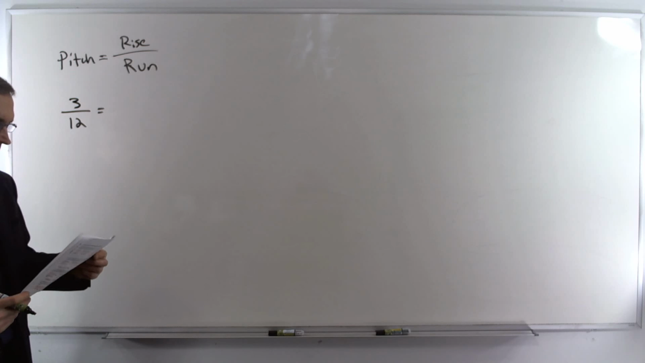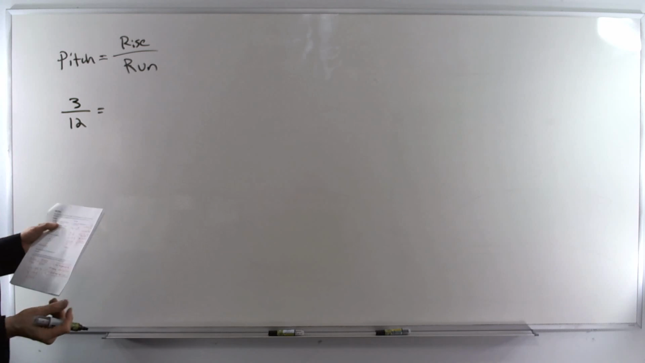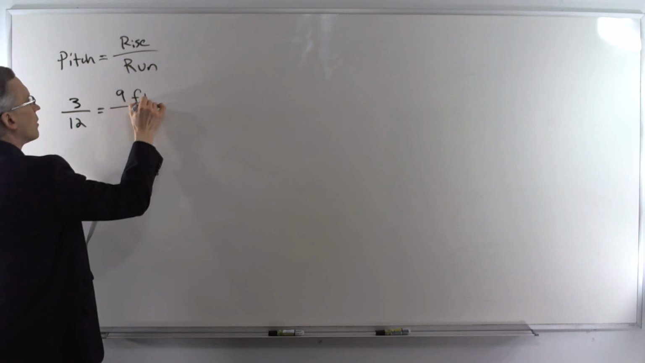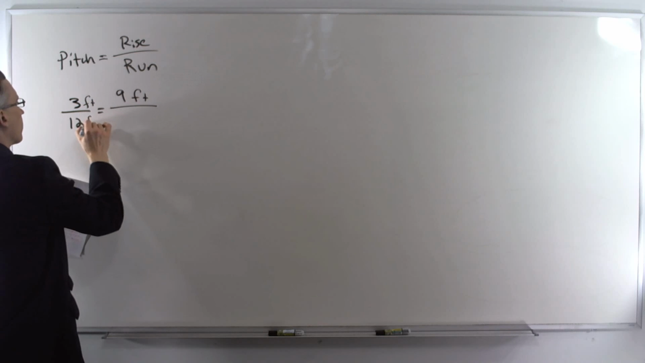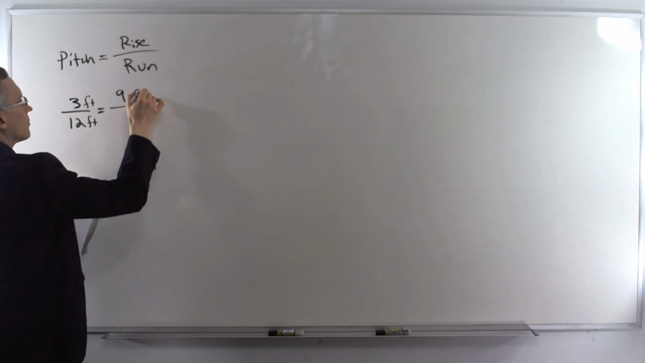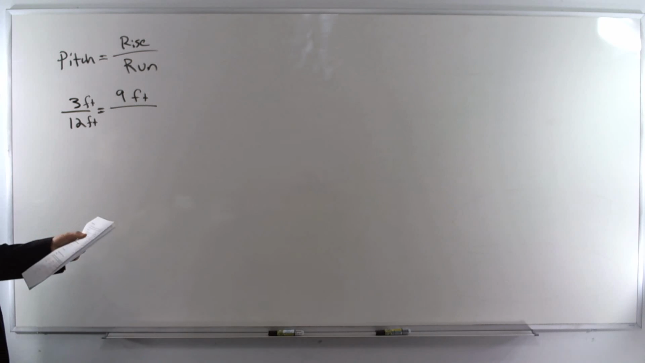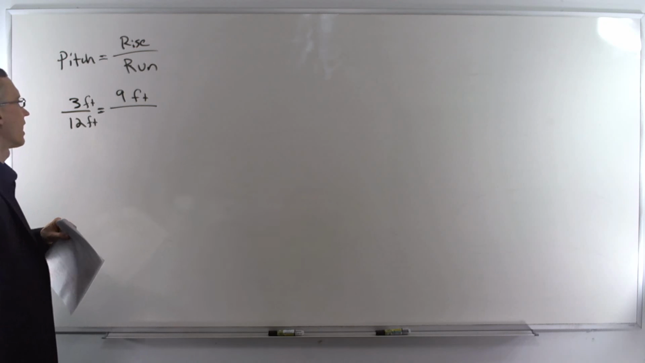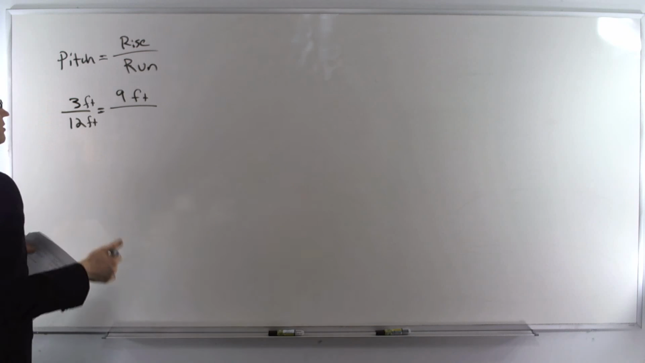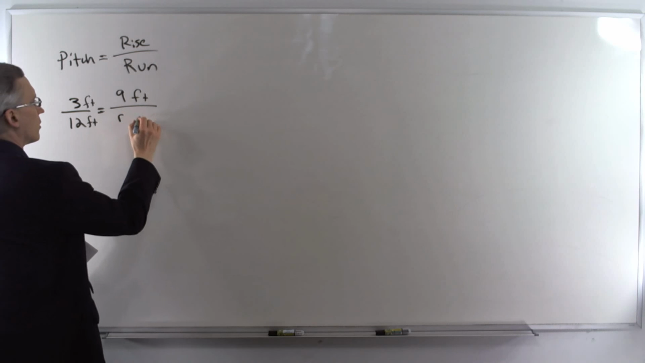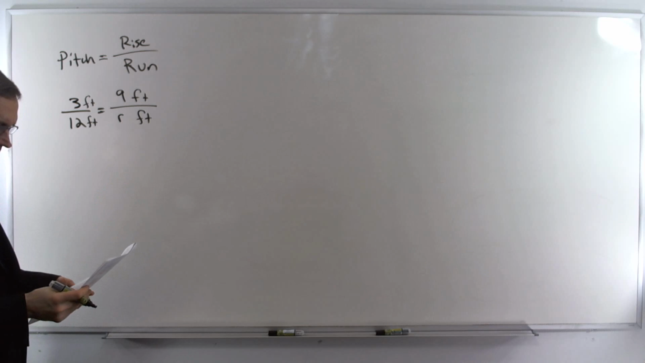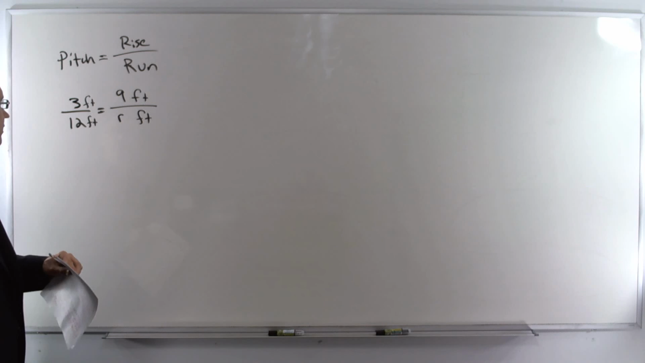And we know that the rise of the roof is 9 feet. We want that roof to go up 9 feet. What we don't know is how long the roof needs to be to go up 9 feet if we know that this is the ratio. So I'm going to put in R feet for the run. So we got 3 over 12 equals 9 over R.